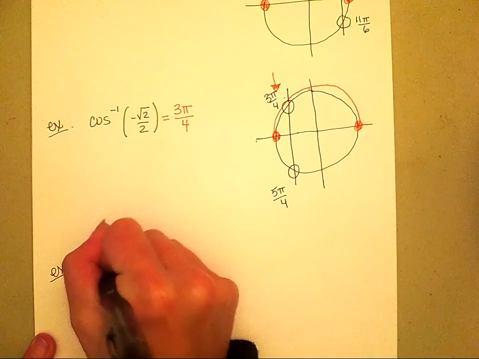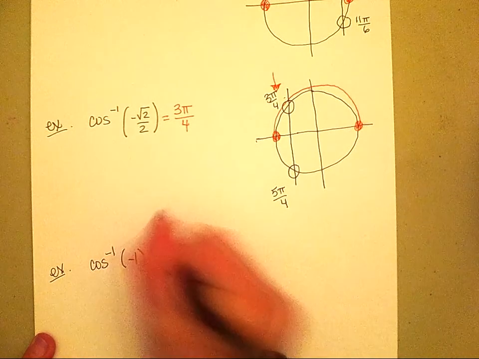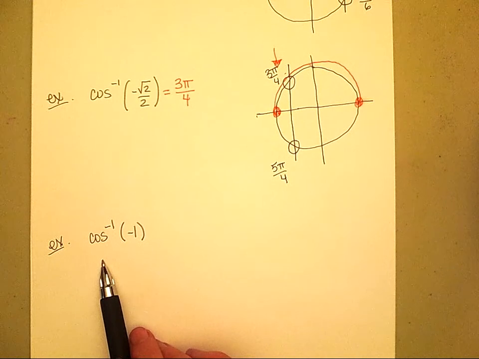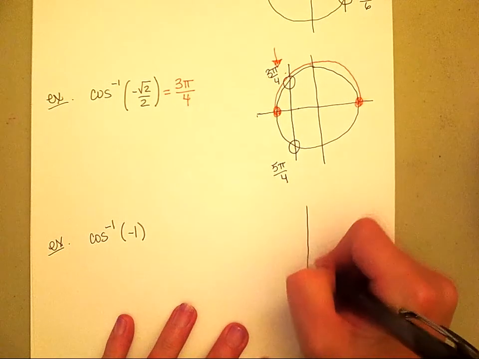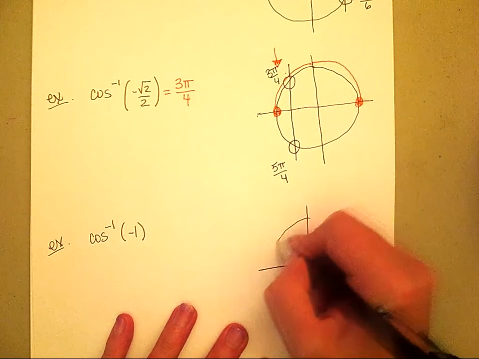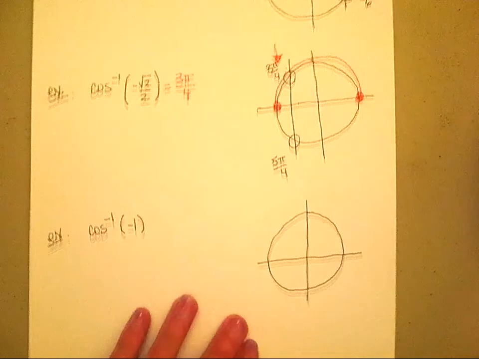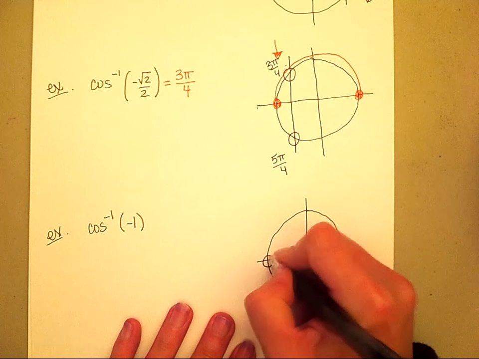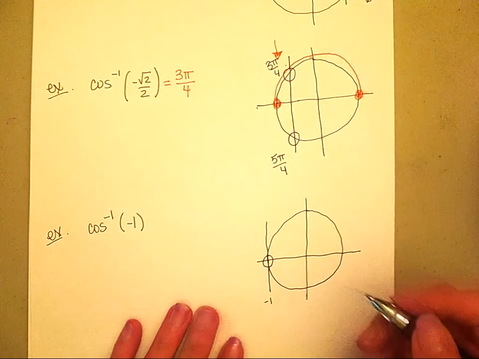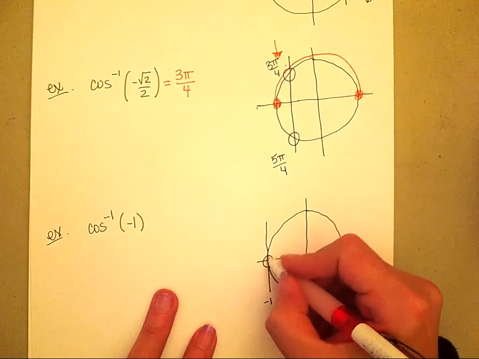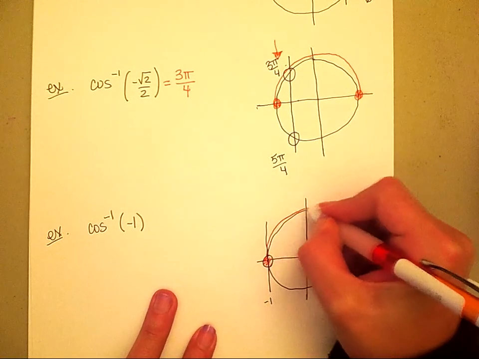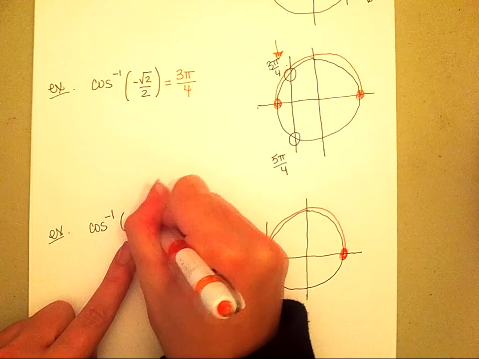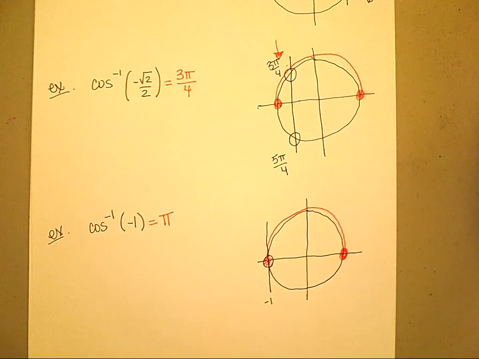Let's do one more. What about the inverse cosine of negative 1? This is saying, tell me the angle whose cosine is negative 1. Well, that happens right here. Luckily that is within the restrictions, from here to here. So the inverse cosine of negative 1 is equal to pi.